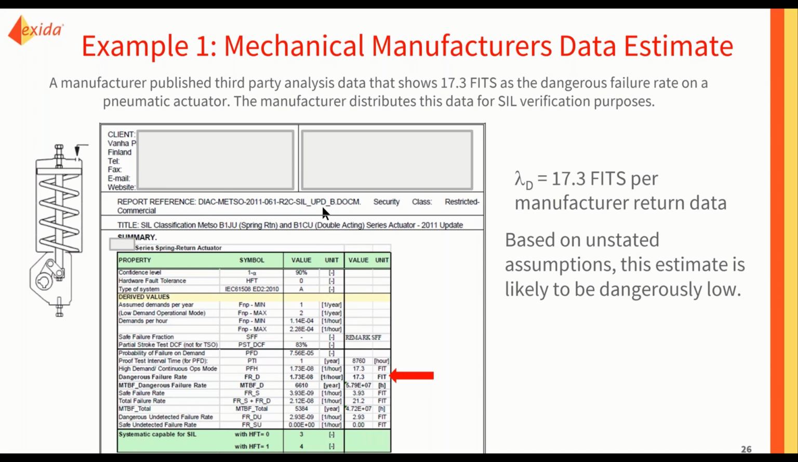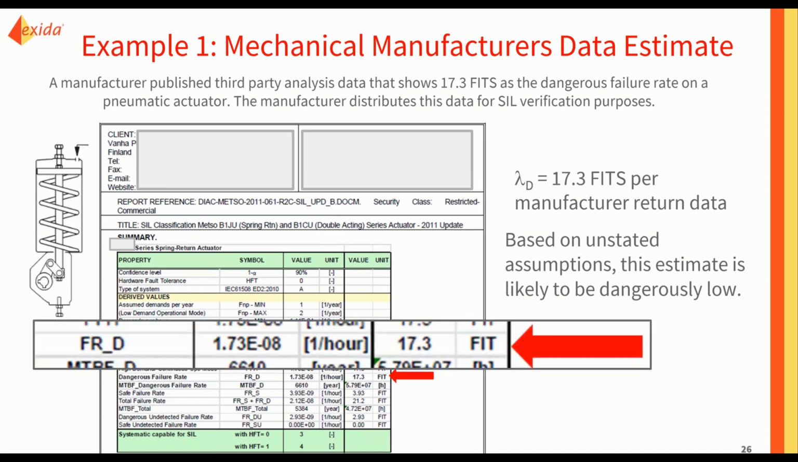A mechanical manufacturer of an actuator, a spring return actuator, has published a set of data based on something, and the lambda D is 17.3 FITs. Wow, that feels kind of low. I went through the report a couple times, and there's no information about the assumptions and the methodology, but I'm guessing it's based on manufacturer's warranty return data with assumptions similar to the ones I made when I worked for a manufacturer.